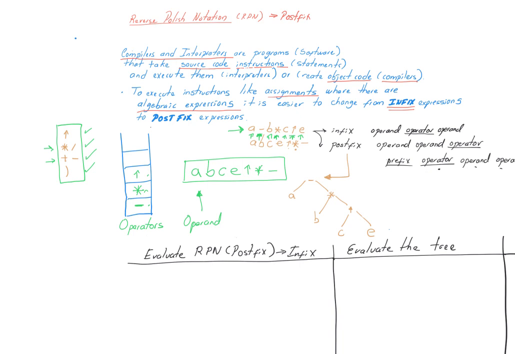But we can also create another representation of this using what we call a binary tree. And this is a special binary tree, which in the case of a compiler or an interpreter could be the syntax tree.